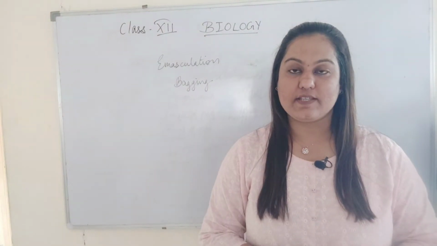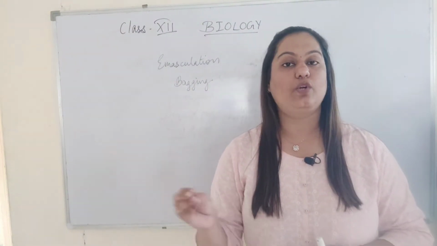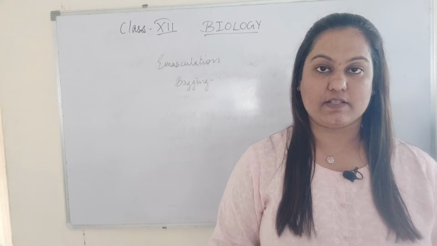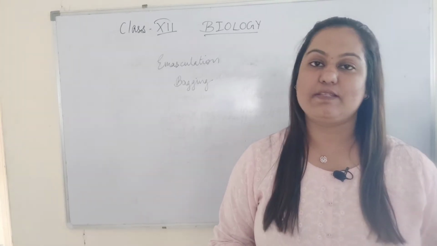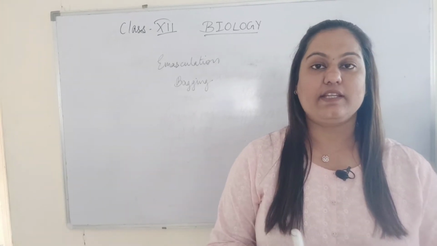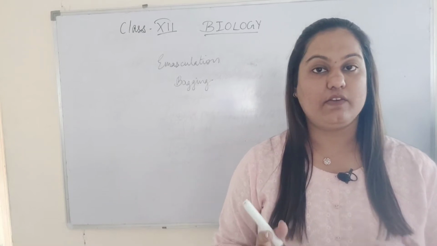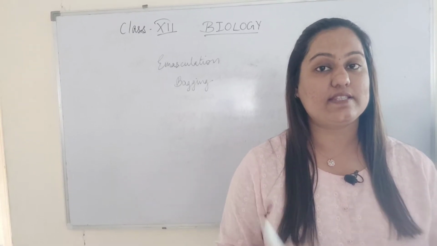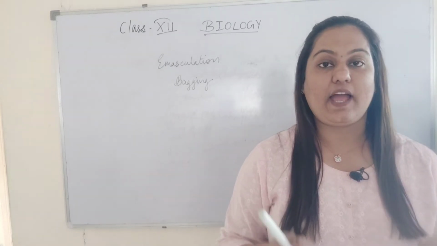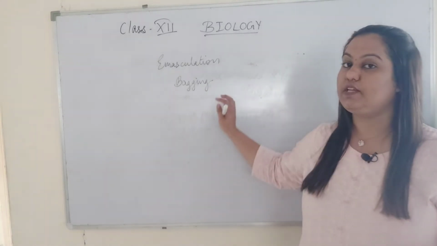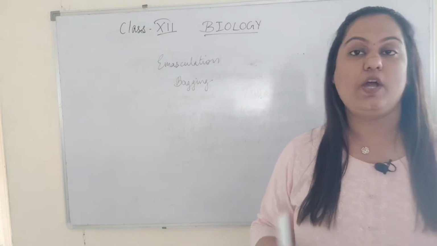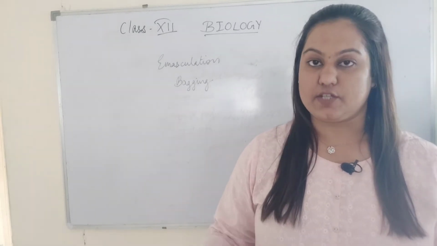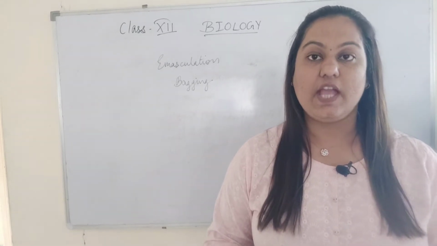For his experiments, Mendel had to carry out cross-fertilization among the pea plants. The flower of the pea plant is bisexual in nature. That means it has the male and the female reproductive parts, which are the androecium and the gynoecium, in the same flower. So Mendel had to carry out emasculation and bagging to avoid self-fertilization. What is emasculation?